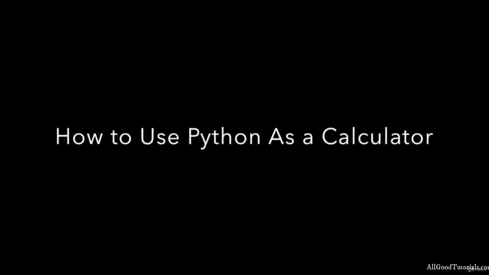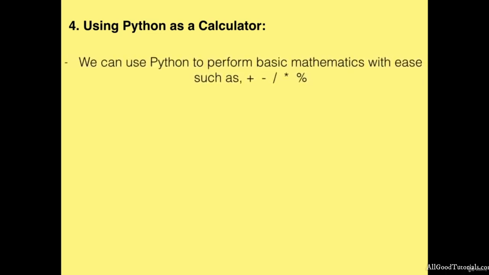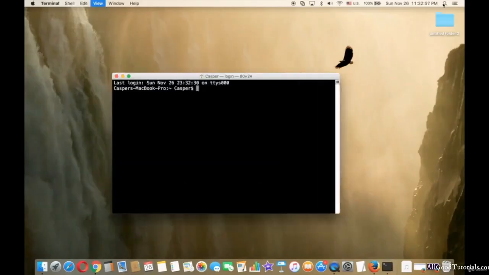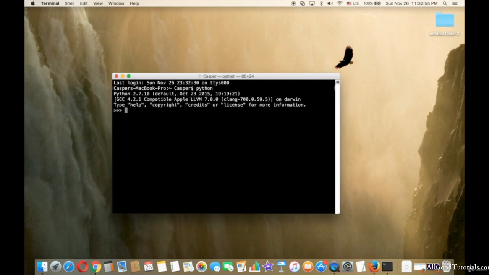How to use Python as a calculator. We can use Python to perform basic mathematics with ease, such as addition, subtraction, division, multiplication, and percentage. Let's see how. First, we open the terminal and type Python and press enter. Then type any number with a basic arithmetic operation as you see on the screen. Try by yourself now.